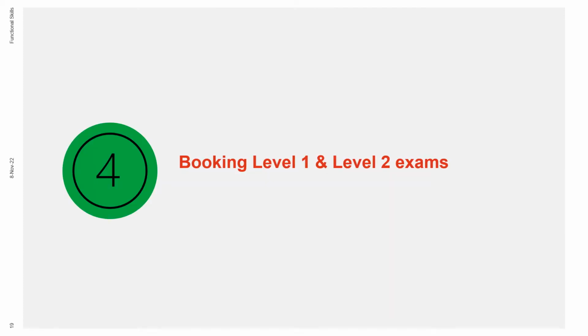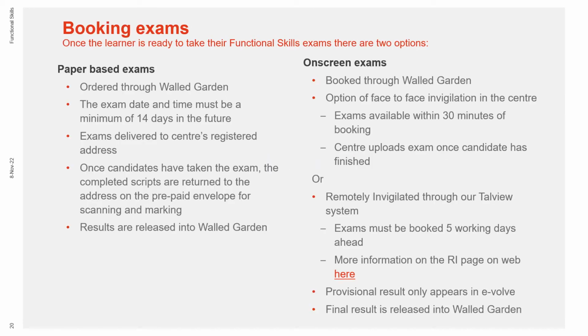Now moving on to the booking of levels 1 and 2. This is a big section, but the good news is we do pass the halfway point during it. Once the learner is ready to take their functional skills exams, there are two options. Paper-based exams, which are ordered through Wallgarden. The exam date and time must be a minimum of 14 days in the future. Exam papers are delivered to centre's registered address. Once candidates have taken the exam, the completed scripts are returned to the address on the prepaid envelope for scanning and marking. Results are then released into Wallgarden.